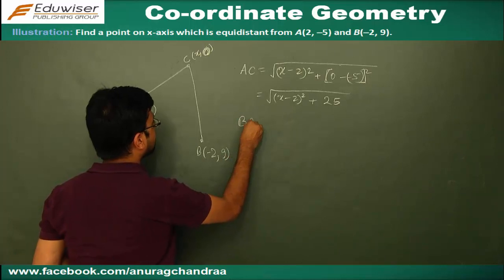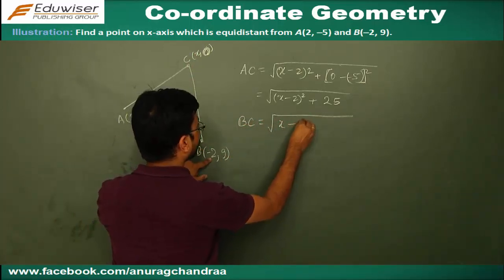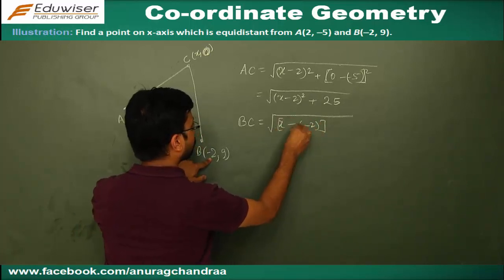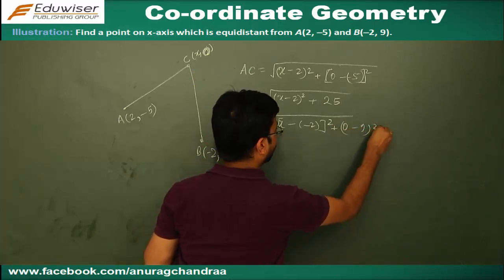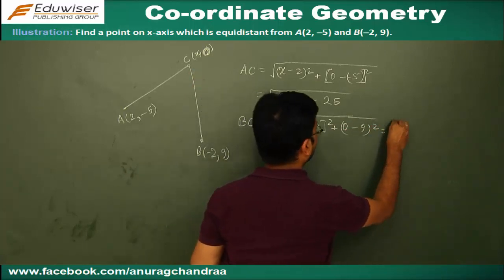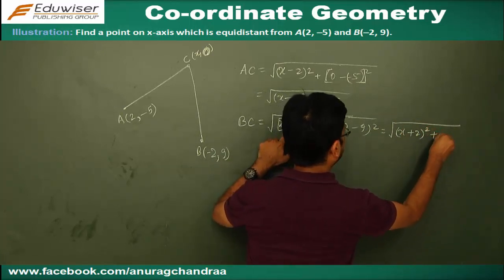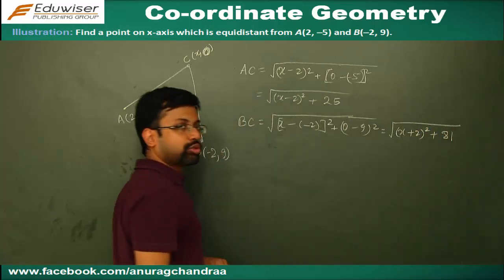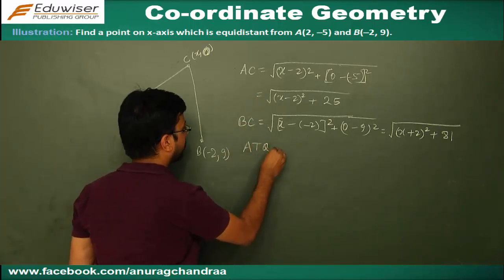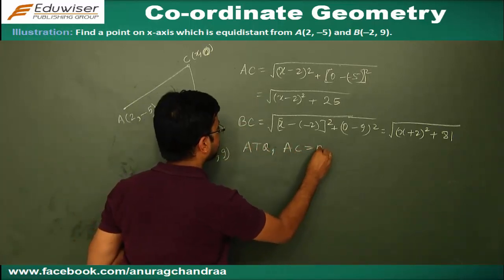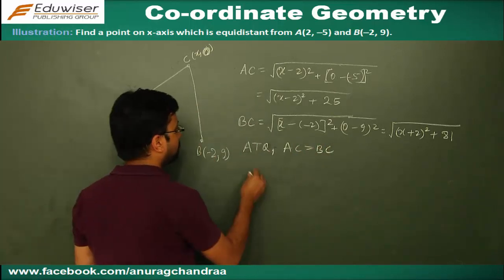Similarly, what is BC? BC is going to be equal to root over x plus 2 whole square plus 0 minus 9 whole square. And this would be equal to x plus 2 whole square plus 81. Minus 9 square is also going to be 81. Given that, according to the question, AC is equal to BC. Since the point C is equidistant from the points A and B, AC is equal to BC.